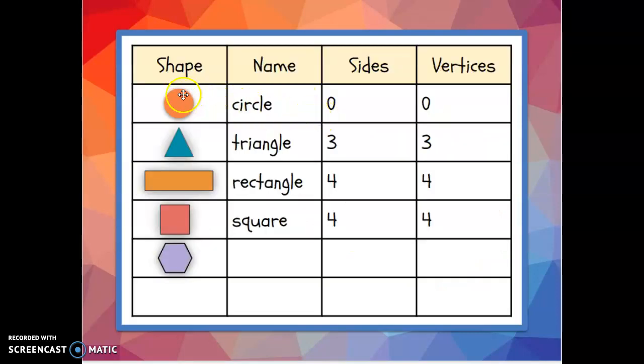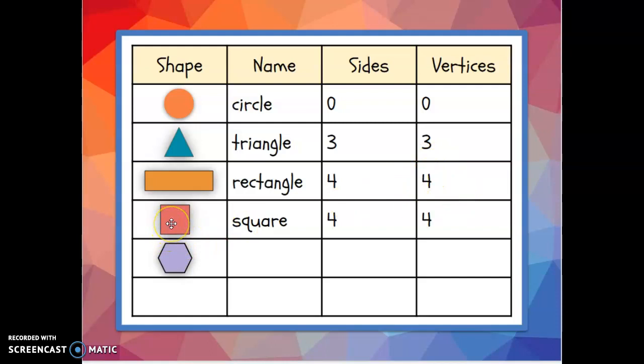Let's review our shapes. Here's our circle, the name circle. It has 0 sides and 0 vertices or corners. Here's a triangle. The word triangle has 3 sides and 3 vertices or corners. A rectangle, the word rectangle. 4 sides, remember 2 sides are long, 2 sides are short, and it has 4 corners or vertices.